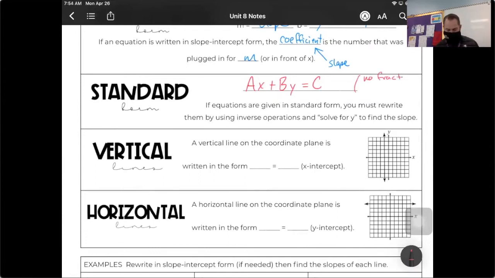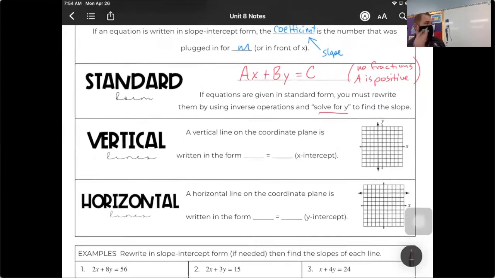We won't use any fractions so that you can't just look at it and see what the slope is. That number in front of x, that a coefficient, is always positive, and it's always set equal to a constant number c on the other side. If equations are given in standard form, you have to rewrite them in slope-intercept form by solving for y so you can find the slope. Solving for y means get y by itself. So if you ever get an equation like this, we're going to get y by itself to find out what that slope is.